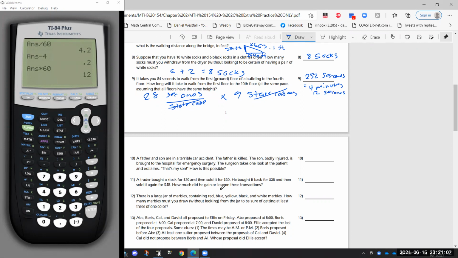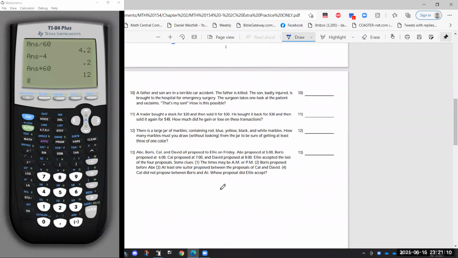All right. Father and son are in a terrible car accident. Father is killed. The son, badly injured, is brought into the hospital for emergency surgery. Surgeon takes one look at the patient and exclaims, "This is my son." How is this possible? Well, the surgeon is his mother.